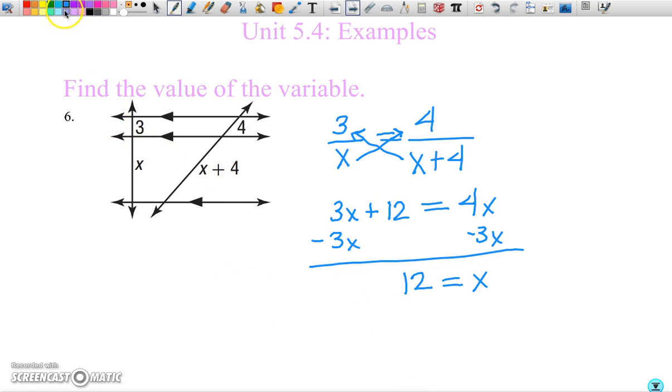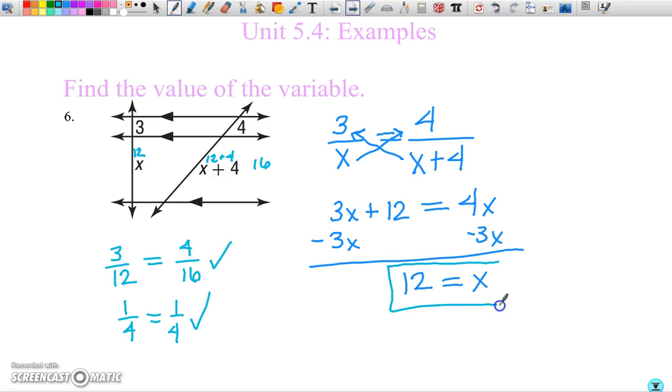So let's go ahead and check that just to make sure that it's right. So 12, and then we're saying 12 plus 4, so that this one is 16. 3 over 12, is that equal to 4 over 16? And if you divided it out, you would see that you get 1/4 equal to 1/4. So we are good. We have the right answer.